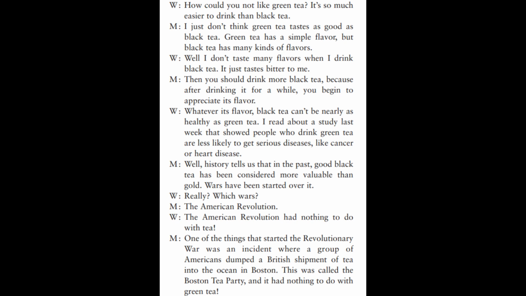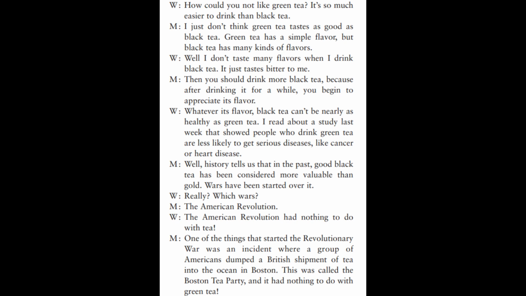Green tea has a simple flavor, but black tea has many kinds of flavors. Well, I don't taste many flavors when I drink black tea. It just tastes bitter to me. Then you should drink more black tea, because after drinking it for a while, you begin to appreciate its flavor.